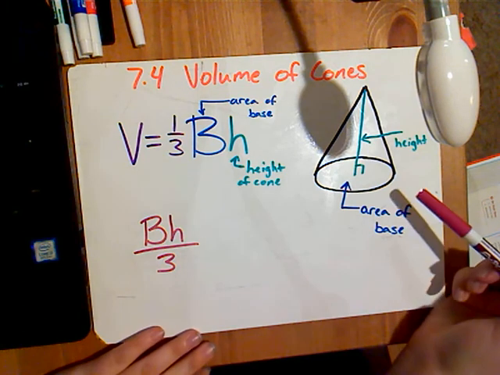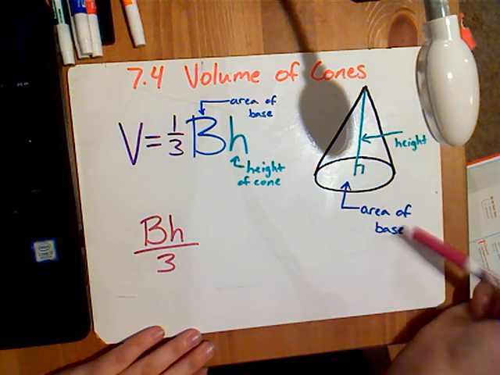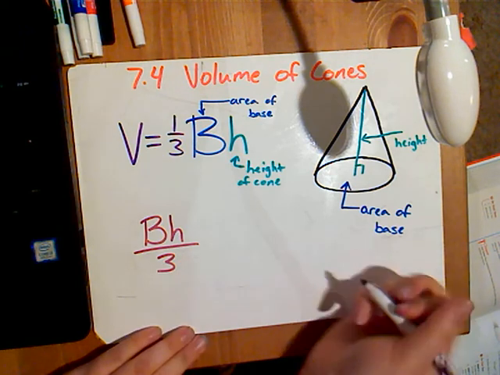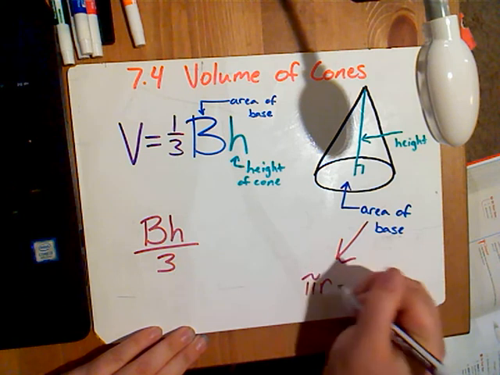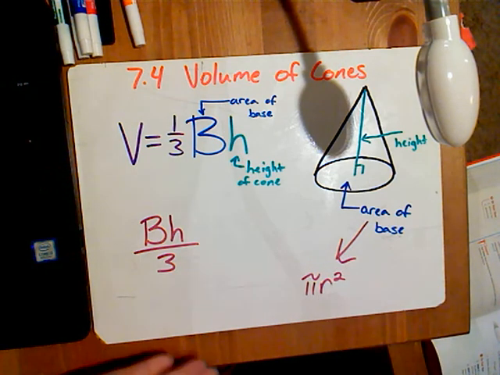Okay, so with cones, you're going to get your area of the base, and remember with circles, to find the area of the base, it's pi times the radius squared. Okay, so those are the things to remember.